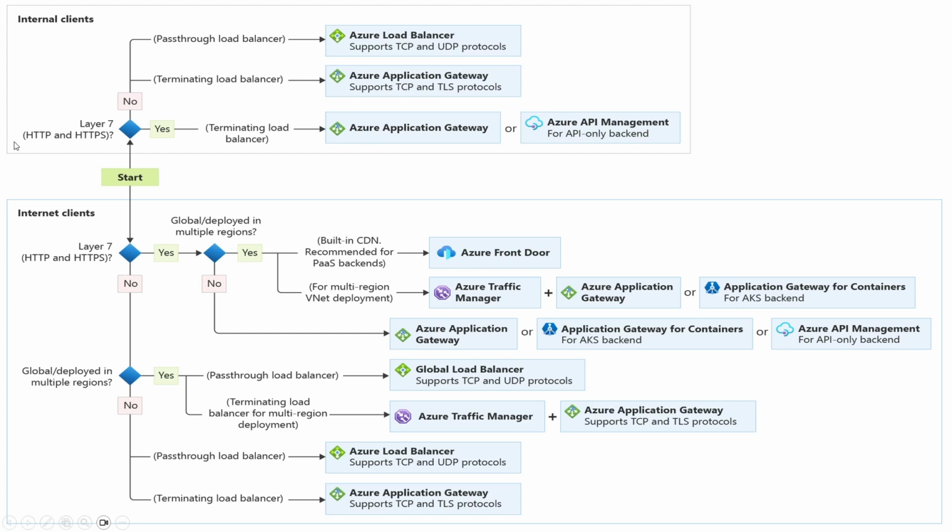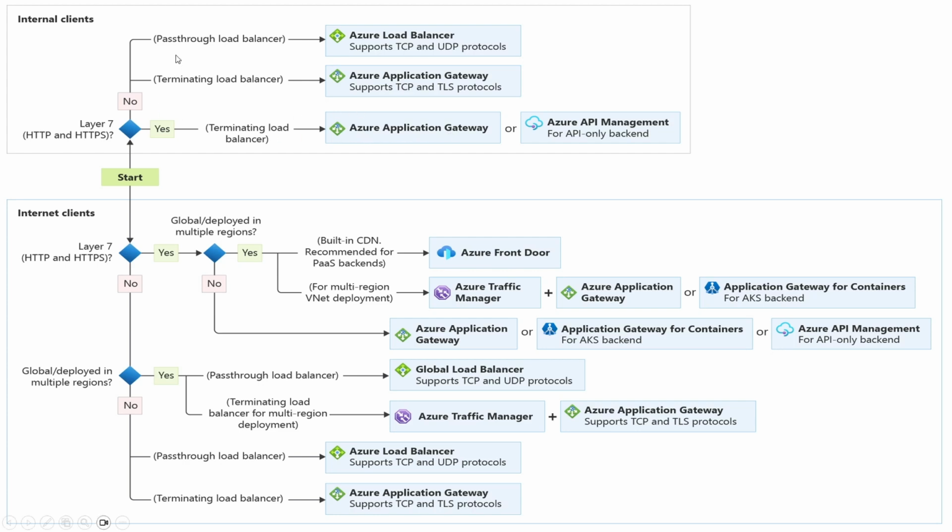Here in this flowchart, you can see two divisions. The first is for internal clients and the second is for internet clients. So let's first understand the internal clients. If internally your load balancer has to support HTTP or HTTPS traffic, then you can go for Azure Application Gateway.